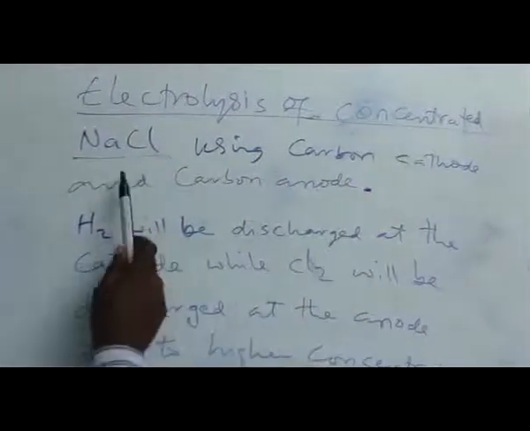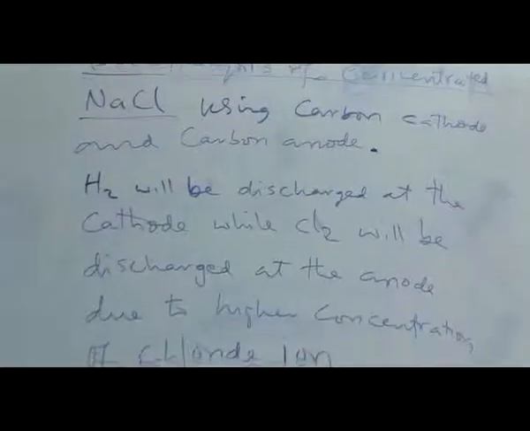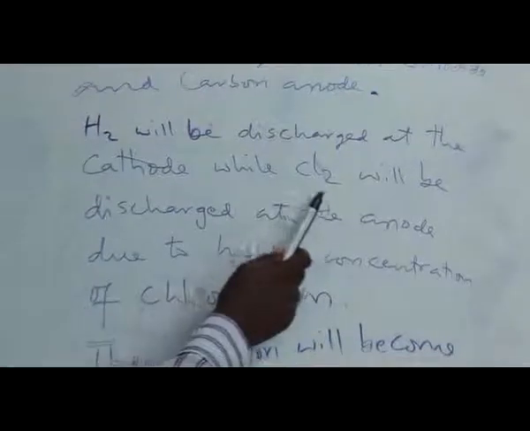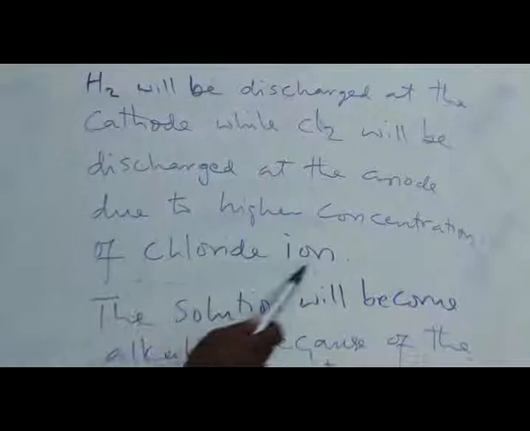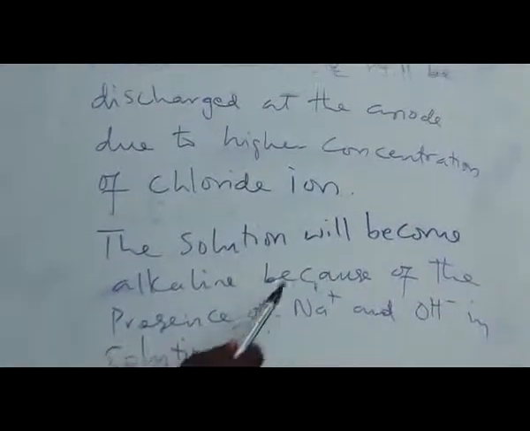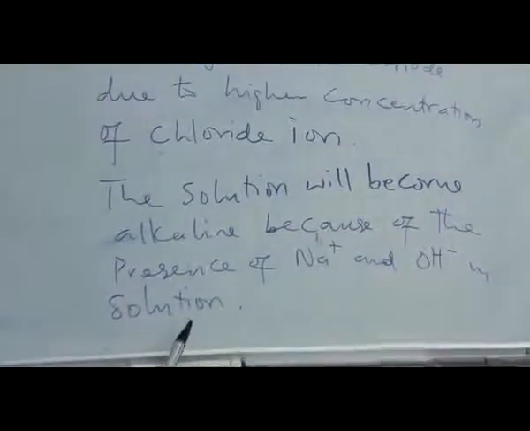Electrolysis of concentrated sodium chloride using carbon cathode and carbon anode. Hydrogen will be discharged at the cathode, while chlorine will be discharged at the anode due to the higher concentration of chloride ion. The solution will become alkaline because of the presence of sodium ion and hydroxide ion in solution.